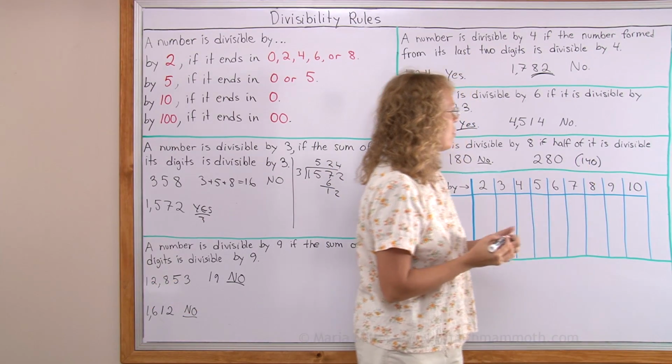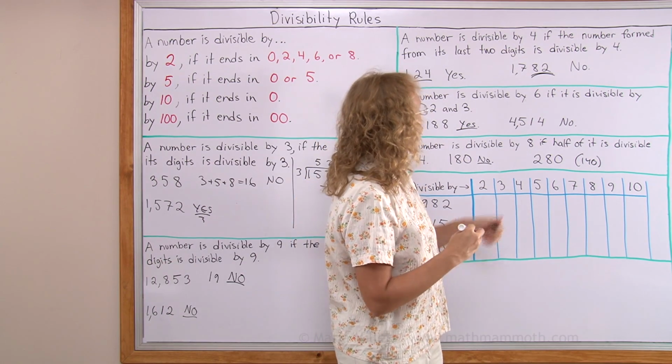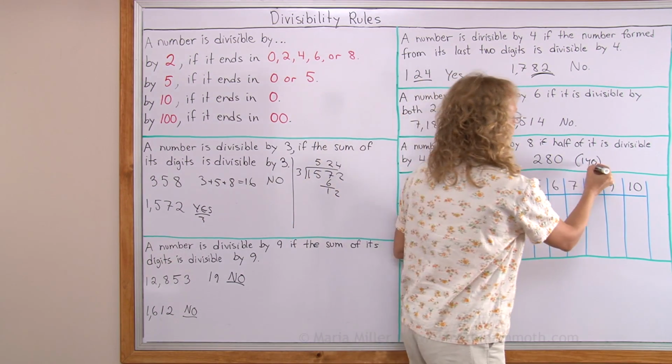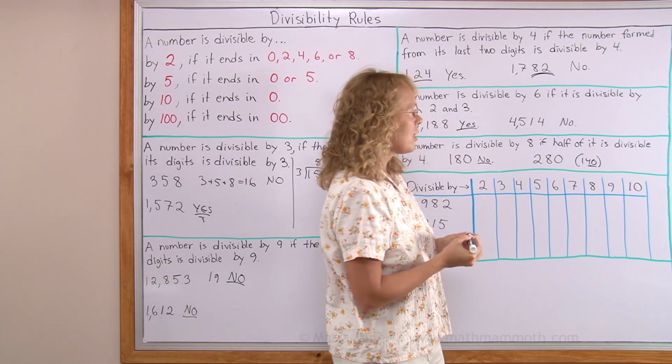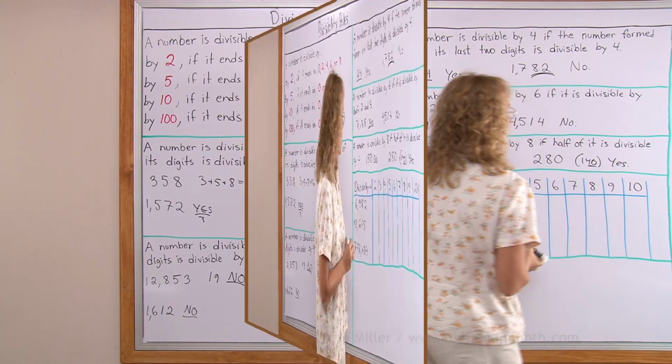I take 140 and check if that is divisible by 4. Is it? Okay, my test for 4 was I look at the last 2 digits, 40. Yes, and so this is divisible by 8.